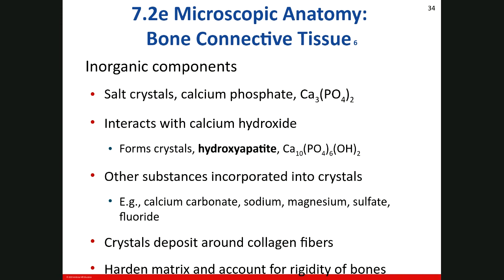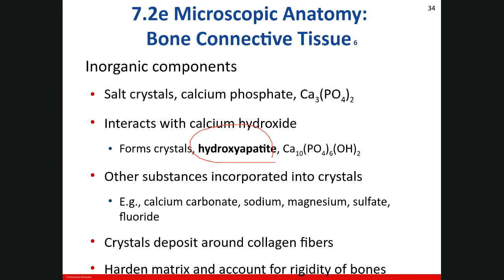The other part of the matrix is called the inorganic component. In the inorganic part, we have salt crystals, and most of these crystals are calcium phosphate crystals. The calcium phosphate interacts with calcium hydroxide, and they make an important crystal in the bone, which we call hydroxyapatite crystal. This hydroxyapatite crystal is one of the hardest materials in our bone, and it makes the bone rigid.